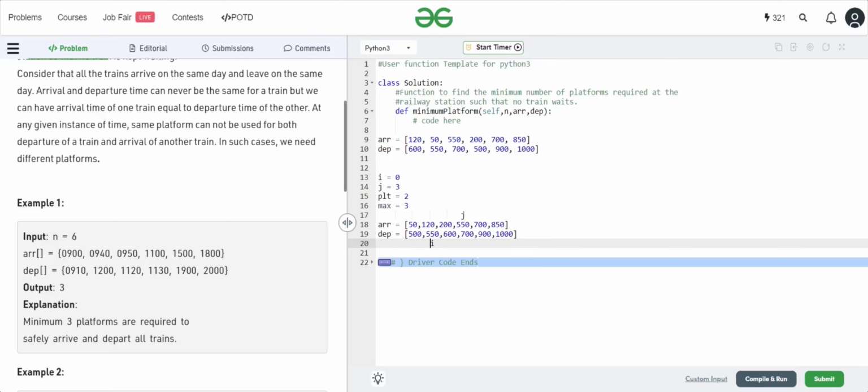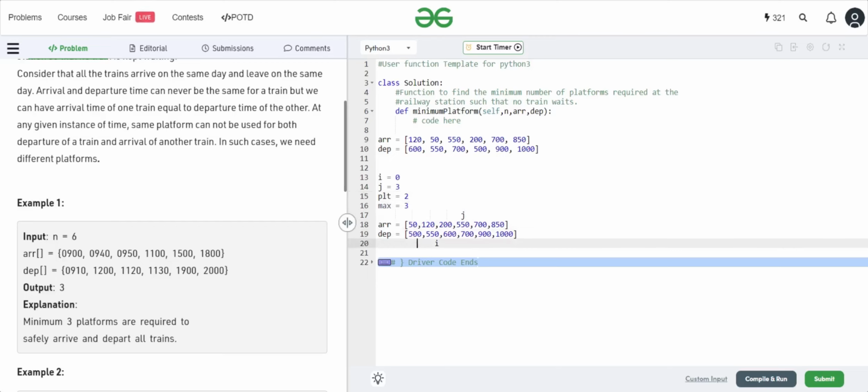Now, why are we decrementing the platform counter to 2? Because these three trains have an arrival time lesser than the minimum departure time, we need individual platforms for them. But for 550, at least one platform is going to be empty by the time, because it is greater than one of the departure times. So we will probably have one platform empty when this train comes. We don't need to increment the counter, we just decrement it to show that there will be a platform empty during this time.